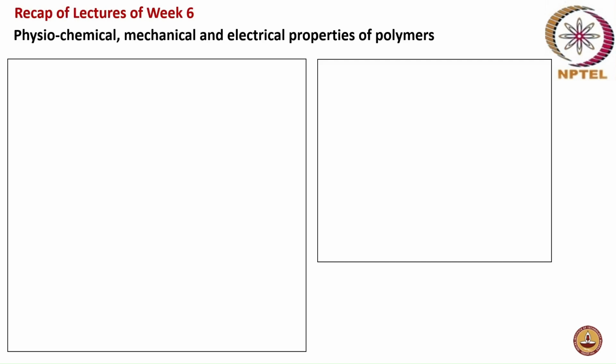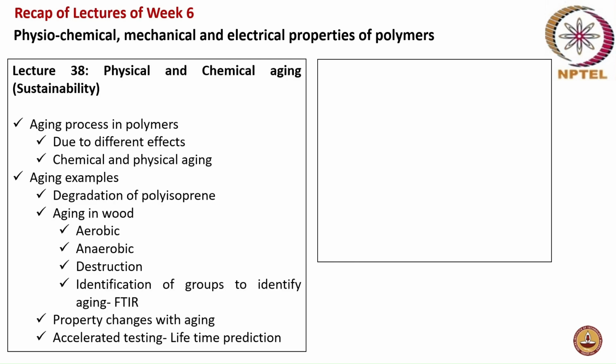So, week 6 lectures were all based on properties of polymers. The first lecture was on physical and chemical aging. This was based on the sustainability aspect. First of all, aging in polymers was introduced. Aging can be due to different effects. It can be due to the presence of oxygen or moisture, or due to heat, pH, or some thermal effects.